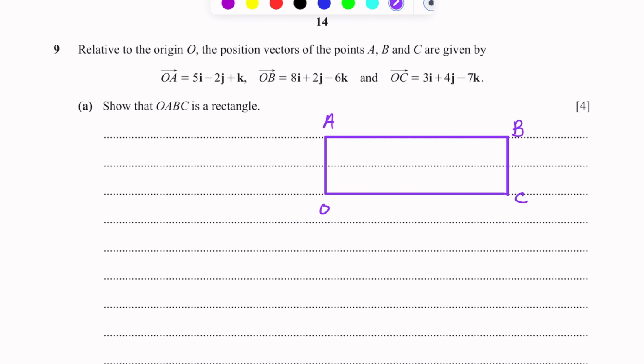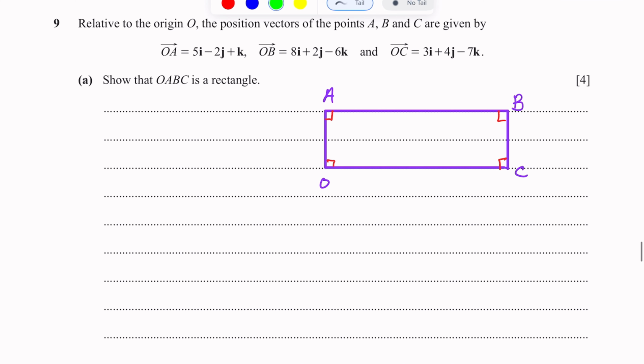OABC is a rectangle. We know that all the four angles in a rectangle are right and opposite sides are equal. So first we will find the sides AB and any other side, OC. Sorry, we will find AB and OC; these should be equal, and OA and BC should be equal. Then all these angles must be right. So first of all we will find AB.